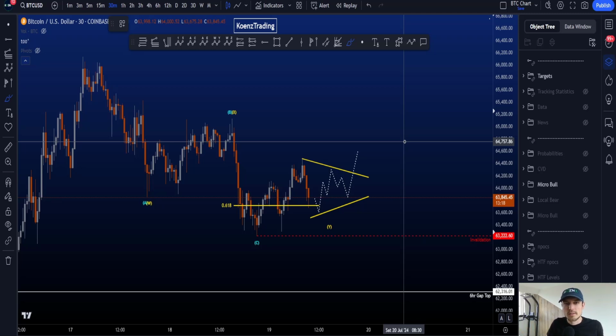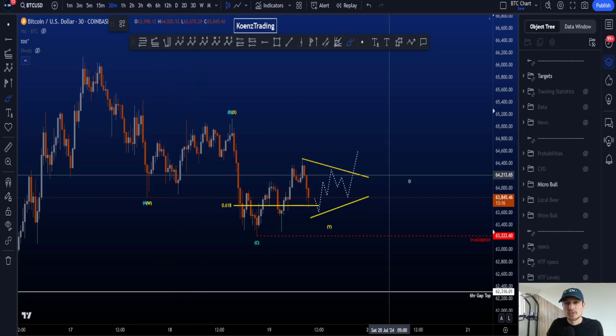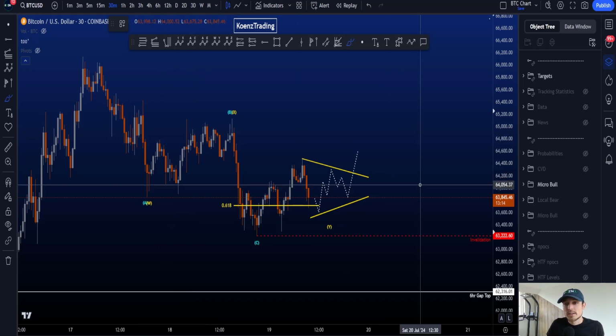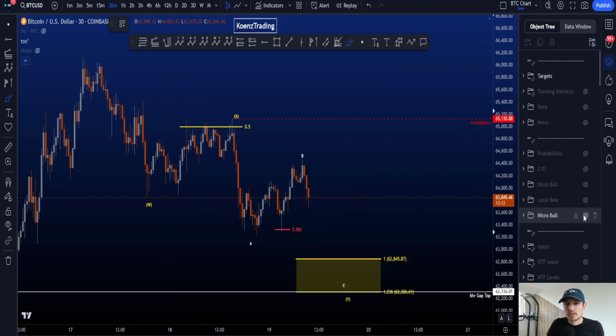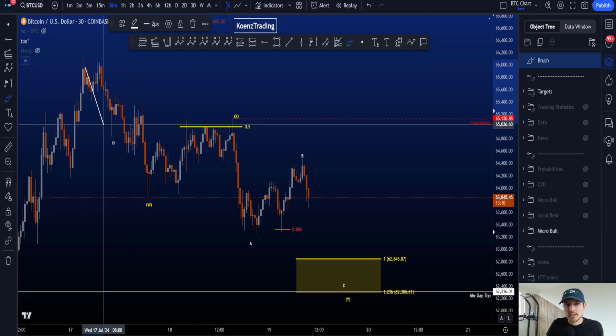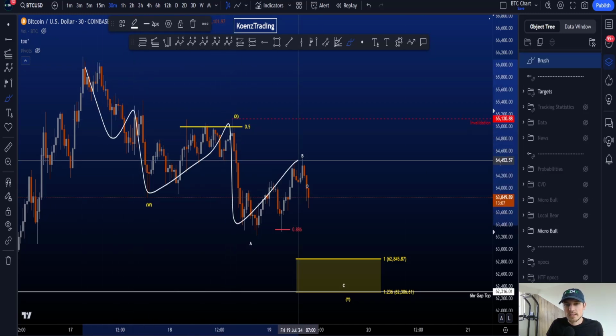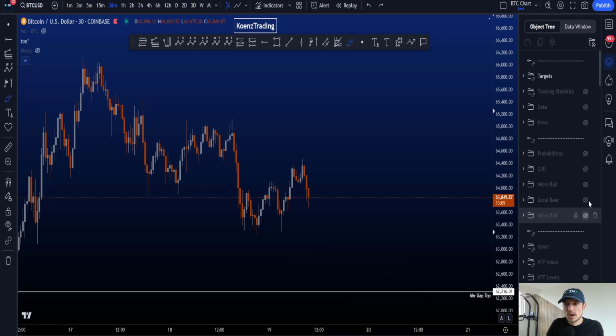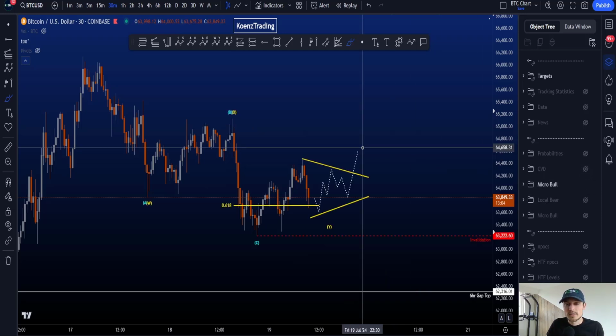Therefore, I also have a WXY on my chart. This WXY is a different WXY. So this is a double zigzag, a zigzag in W, corrective X, and a zigzag in a wave Y. And this is a sideways double combo.